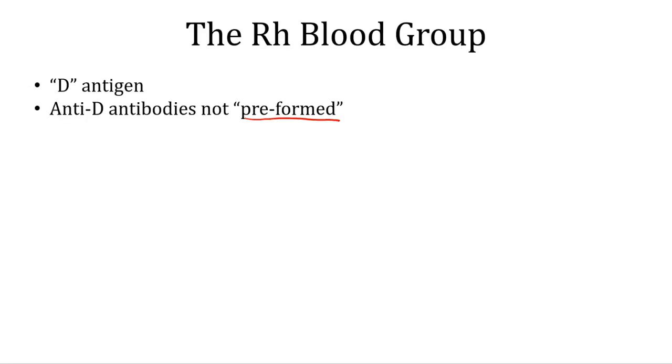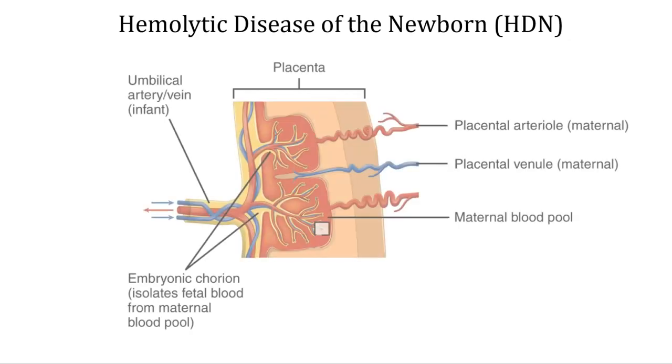Now, where this gets to be a concern is this thing called hemolytic disease of the newborn. This is something that would be a concern if a mom who has a negative blood type is twice pregnant with a baby that has a positive blood type. That's where this is a concern, and here's why.